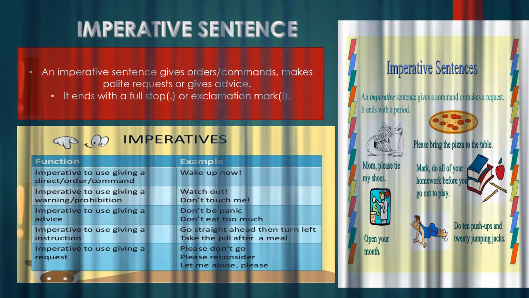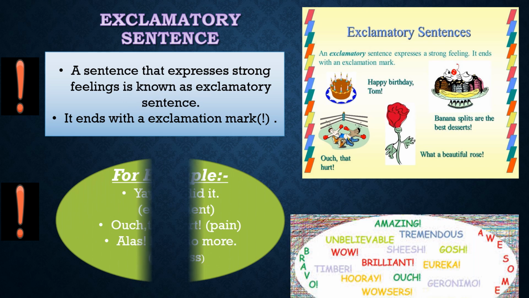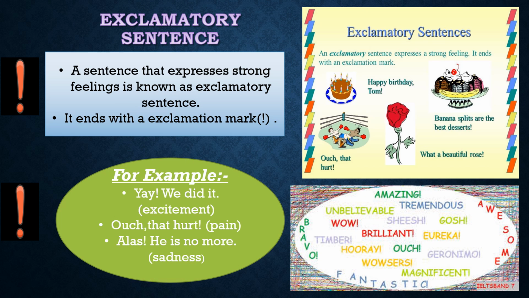Now, next comes our last type, that is the exclamatory sentence. An exclamatory sentence always expresses a strong feeling. When we have some feelings, we express them through the exclamatory sentence. It always ends with an exclamation mark. In this also we have types. For example, yay, we did it. Here in this sentence we have excitement.